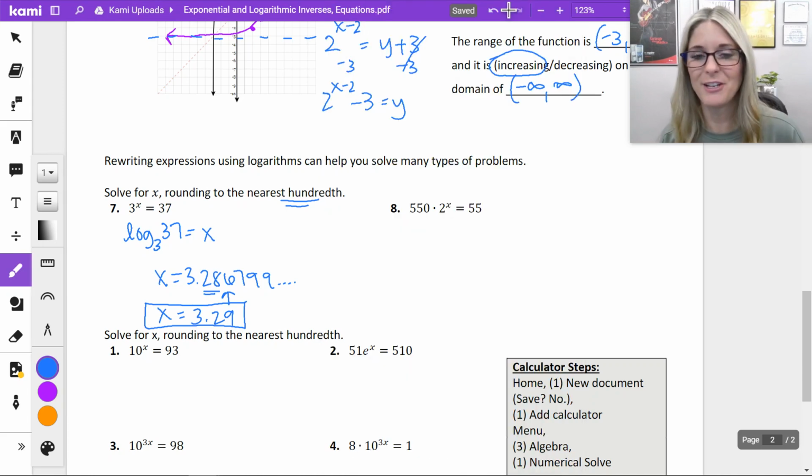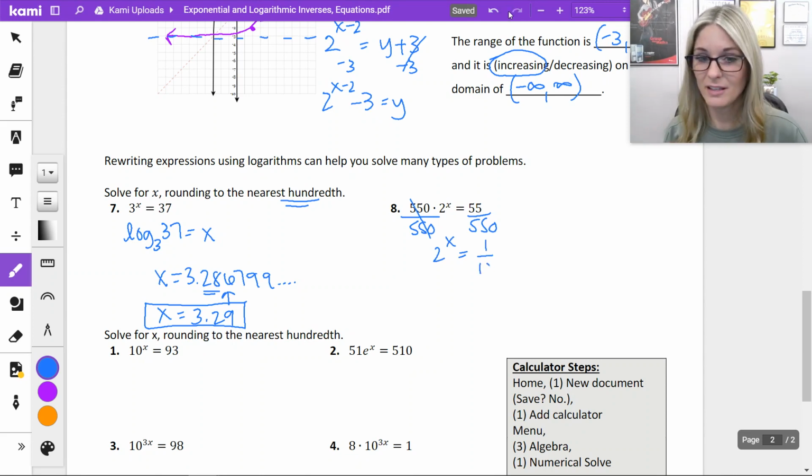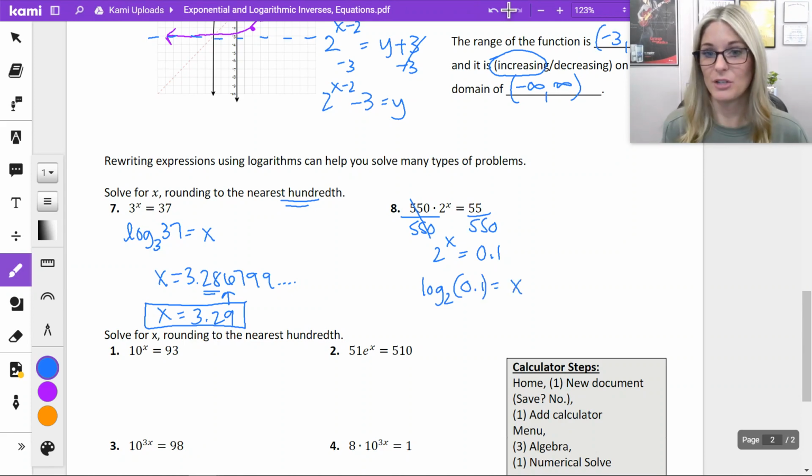Number 8, 550 times 2 raised to the x equals 55. Go ahead and isolate where your variable is. So divide both sides by the 550 here, and you have 2 raised to the x equals 1/10, or you could write it as 0.1 as a decimal. And then we will use logarithms to help get that variable out of our exponent. So log base 2 of the 1/10 would equal the exponent x. And again, we can use our calculator to help us figure out this value that is equal to x.